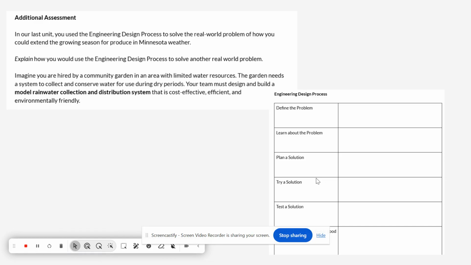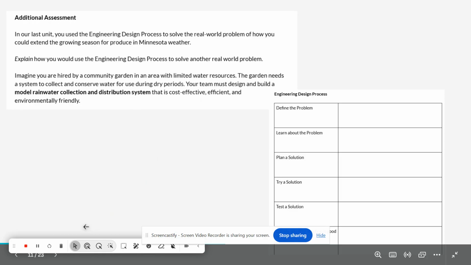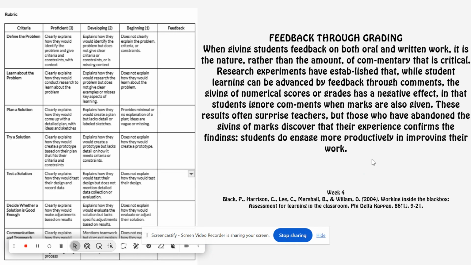So I give them this real world problem. They need to design and build a model rainwater collection and distribution system that is cost effective, efficient, and environmentally friendly. So using the engineering design process, but also likely using some of those math skills and some of the knowledge that they learned about plants. For each step, they would sort of explain how they would solve that problem. And that's really what I built into the rubric, is that they can clearly explain how they would.